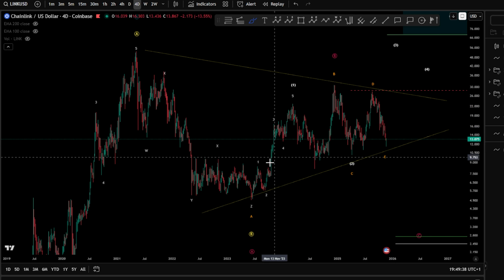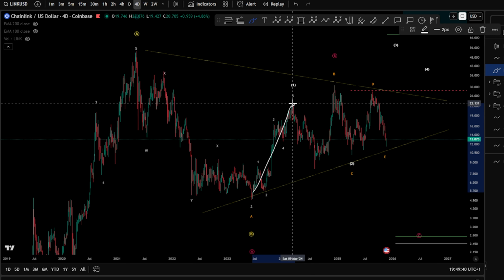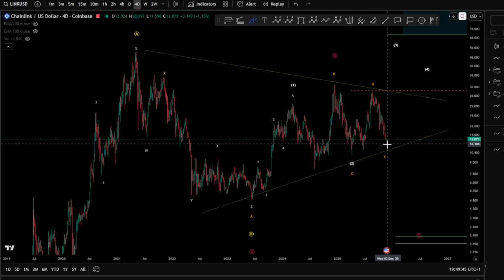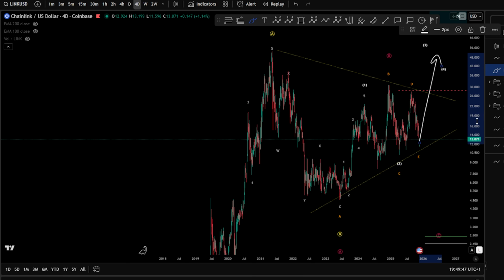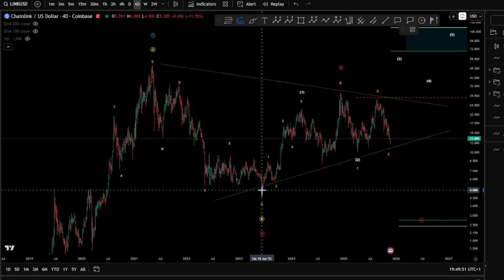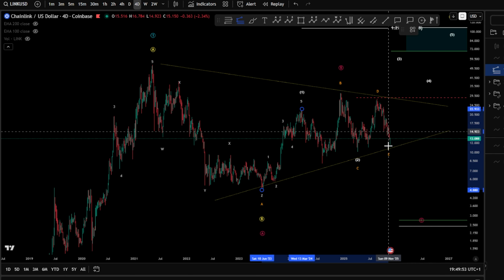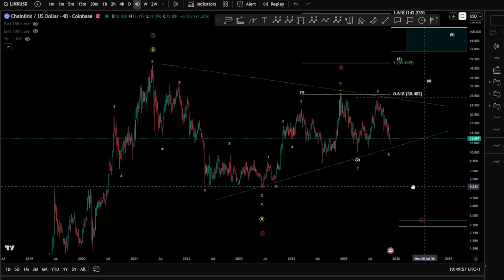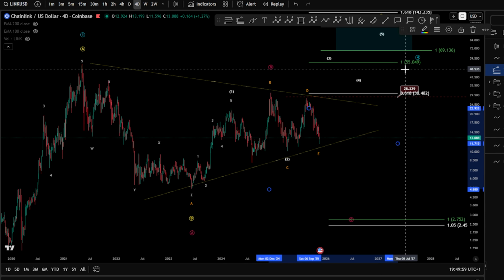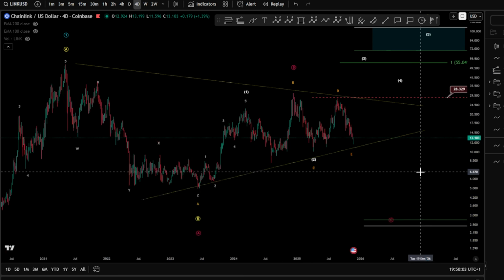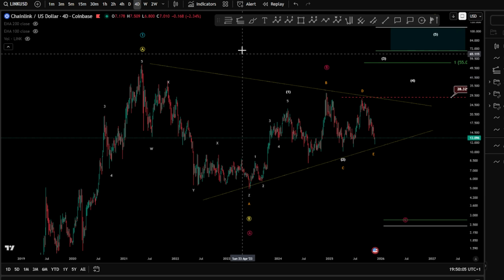And a running triangle, of course, after this impulse, we are expecting here potentially a triangle, and we might see something as a wave C unfolding toward the upside. So very, very interesting what we are looking at right now in the crypto market. It can be something, of course, as a signal, not confirmed yet, of a bull run, guys, but it can be very likely that this scenario is unfolding.